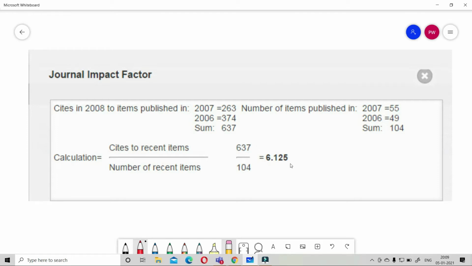Now, the problem lies here: what does 6.125 mean? Does it really mean that the impact factor for that particular journal is good or bad? So let me elaborate on this.